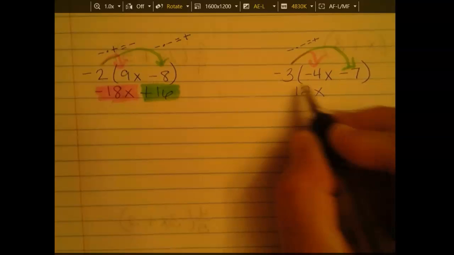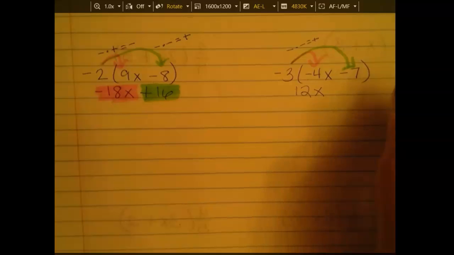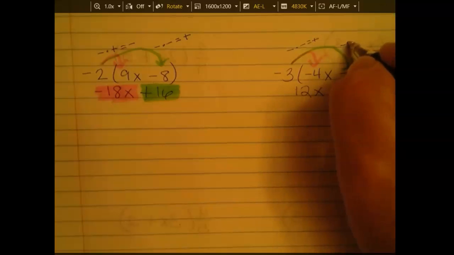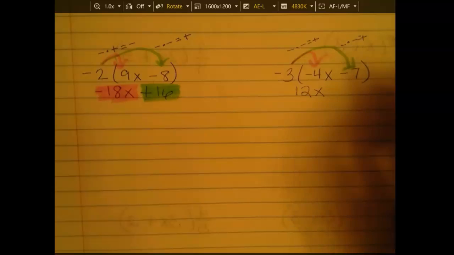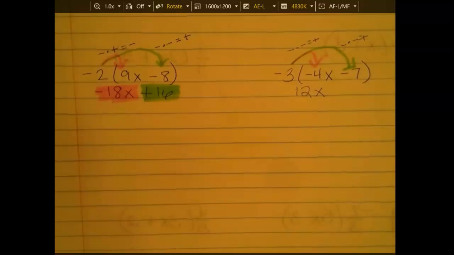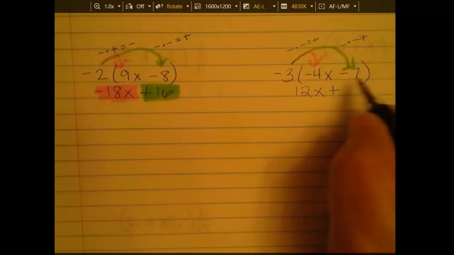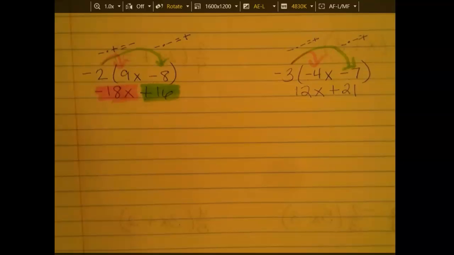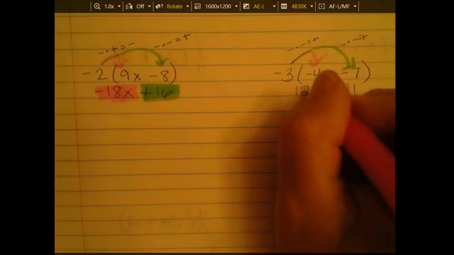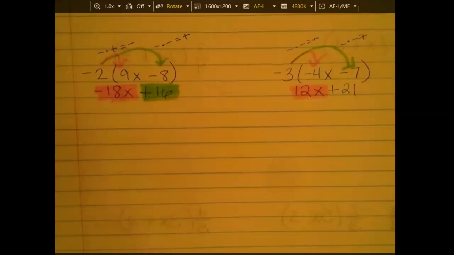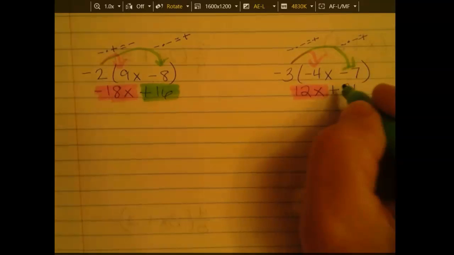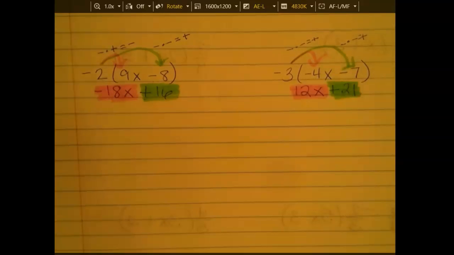Now we have negative 3 times negative 7 for the green connection. So a negative times a negative will equal a positive answer. Since this is positive, I put a plus there. And now I do 3 times 7 is 21. Okay, so my first connection was negative 3 times negative 4x, and I got positive 12x. The second connection was negative 3 times negative 7, and I got positive 21 for that, right?